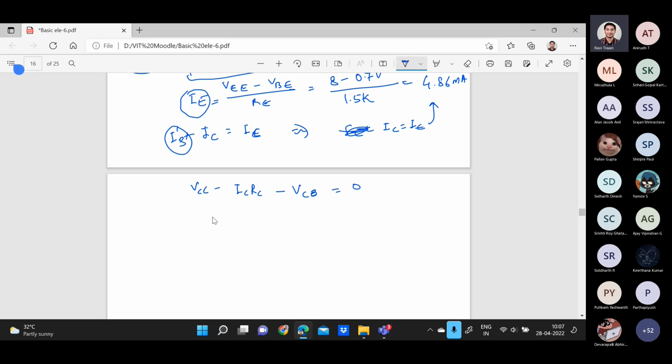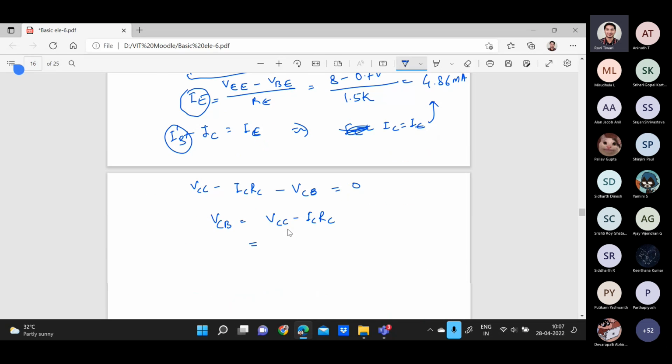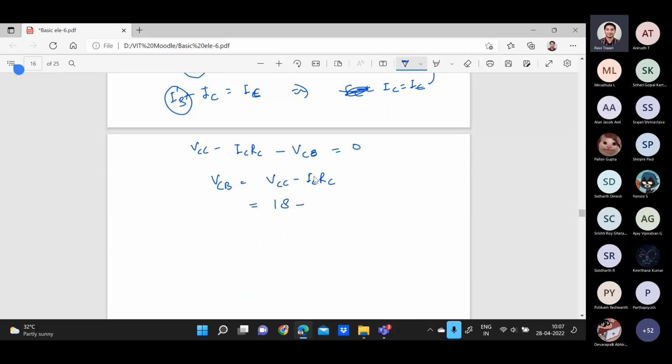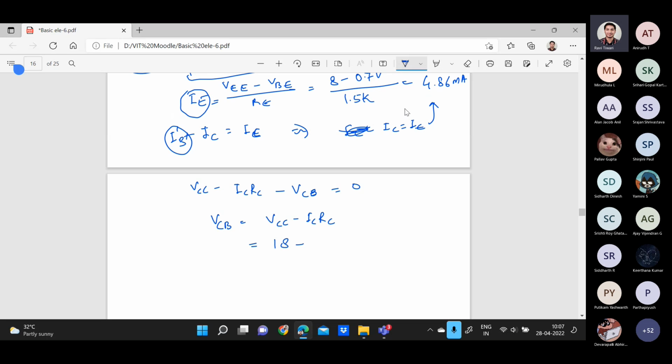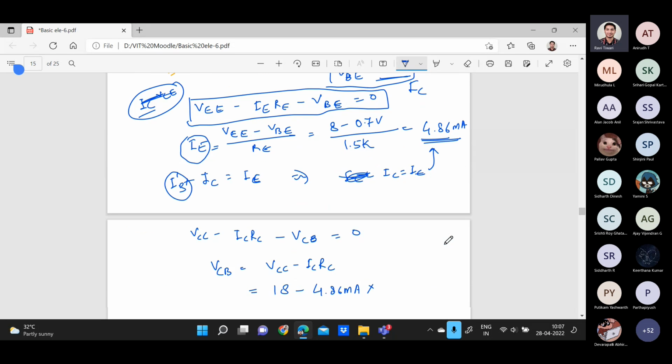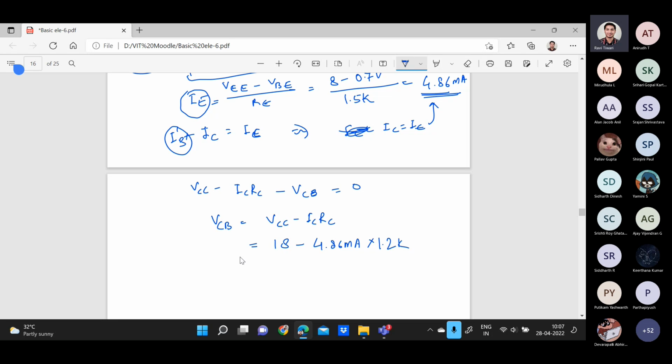Now from here, can you find out the value of VCB? For example, you have to find out VCB. So VCB will be equal to VCC minus ICRC. And VCC is what we have taken as 18 volt, for example. So 18 volt, we know the value of IC, we calculated, right? IC is equal to 4.86 milliamps into RC was 1.2 K. Okay, so this is numerical, and you can tell me the value of VCB now. Tell me the value.